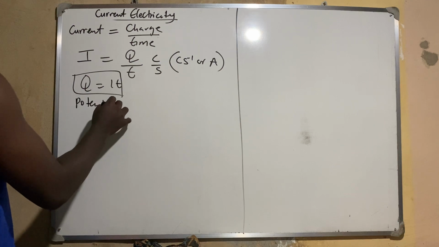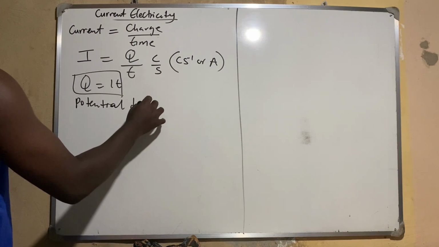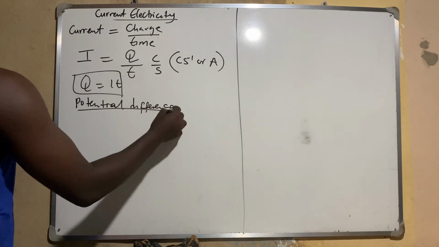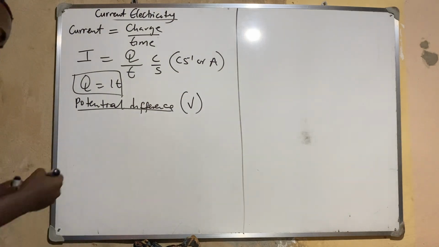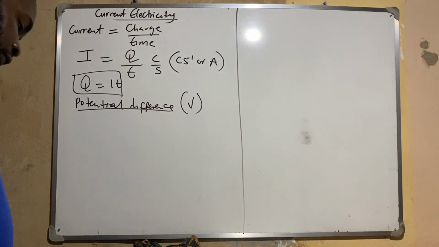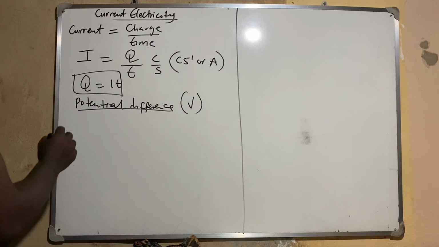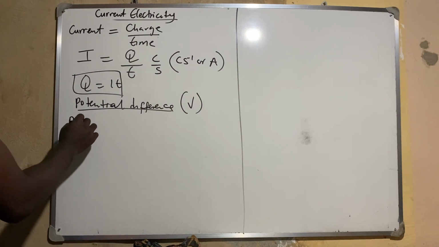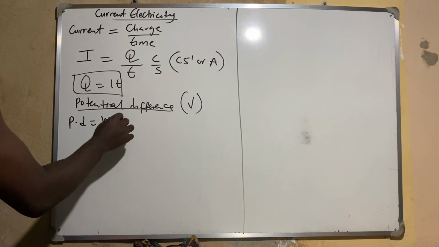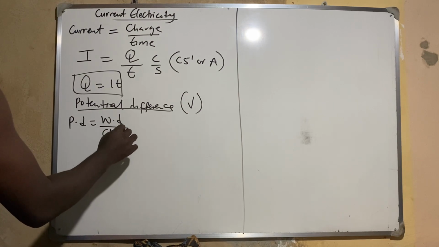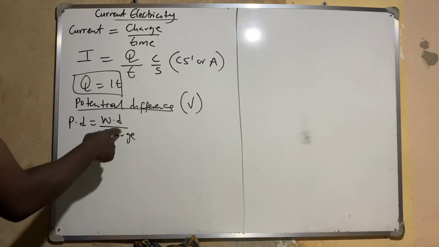The next thing we'll talk about is the potential difference, V. The potential difference between two points is defined as the work done in moving a unit positive charge from one point to another. So potential difference is equal to work done over charge. Very important: work done per unit charge.